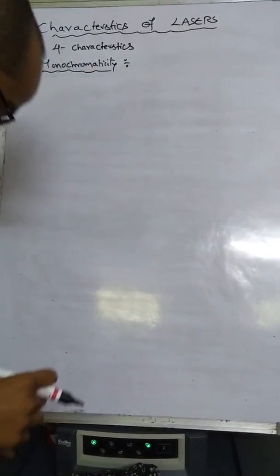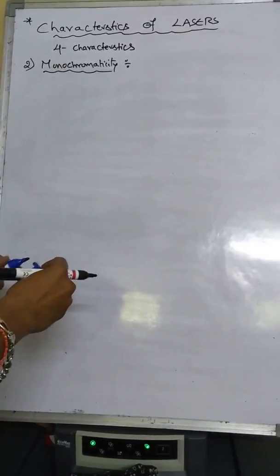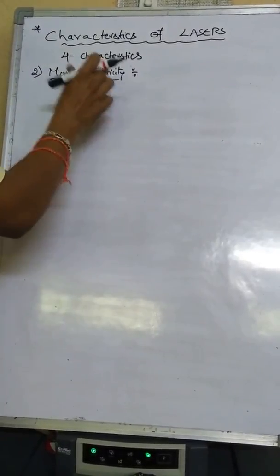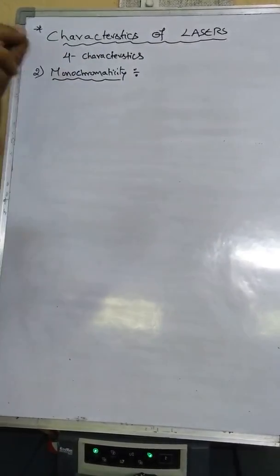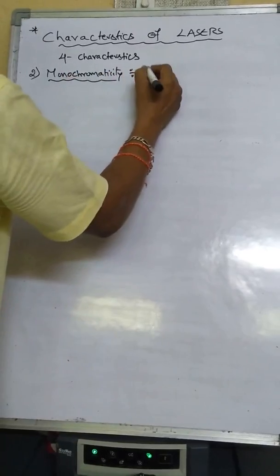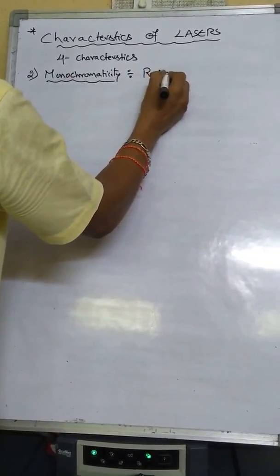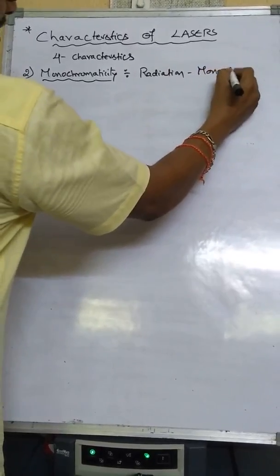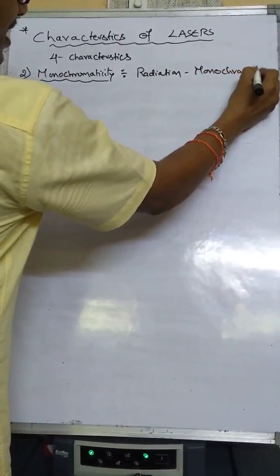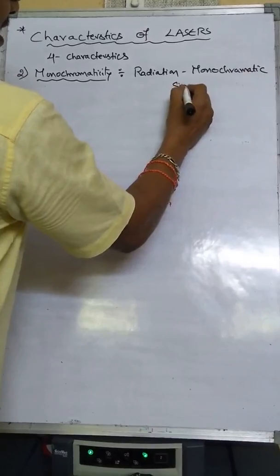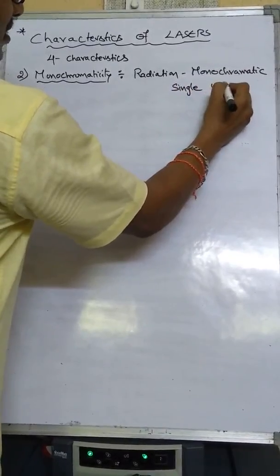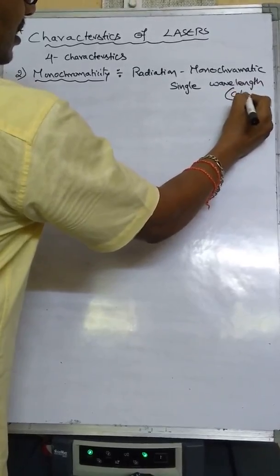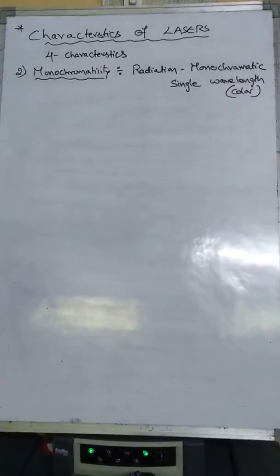So what is monochromaticity? The name itself: mono means single, and chromaticity refers to wavelength. If a radiation is said to be monochromatic, it possesses only a single wavelength. In ordinary language, we can say that it maintains a single color.